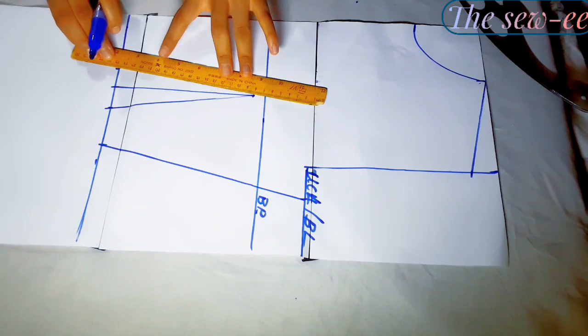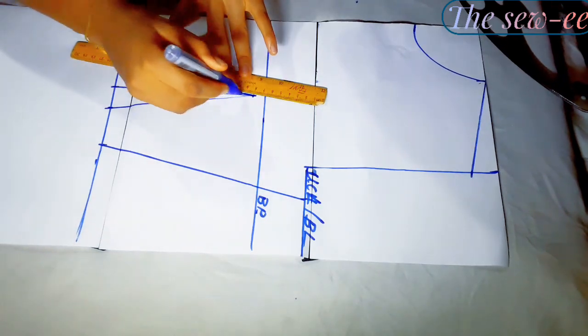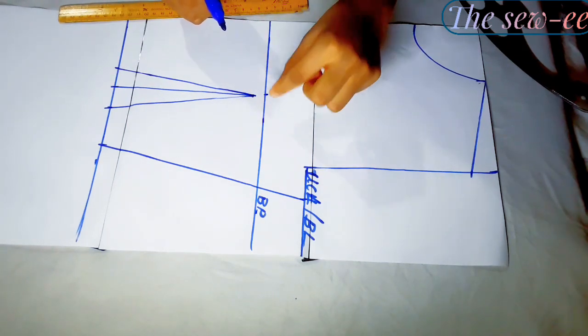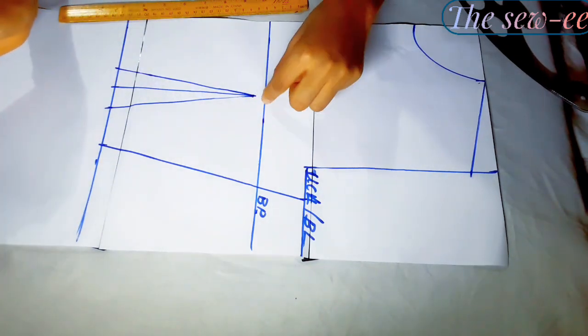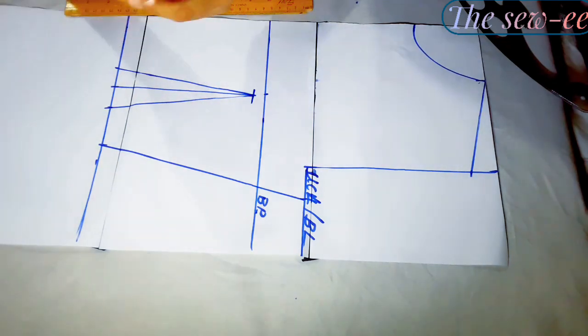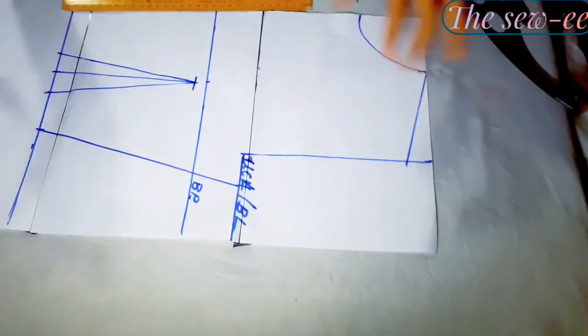So I want to connect to the bust point. I came down by half an inch here, so this point doesn't get pointy. All right, so to remove the pointiness, that is why I came down by half an inch. That is on this point. So we're almost done with making the basic bodice.